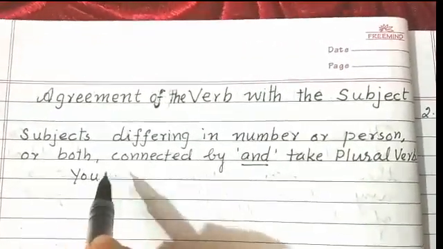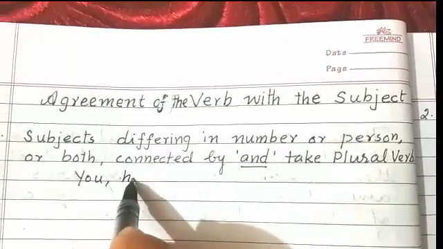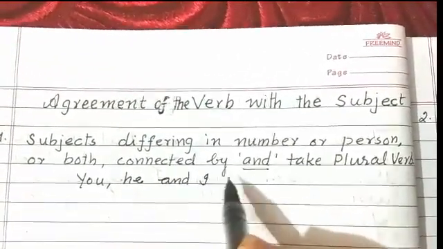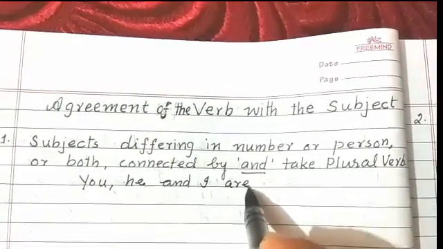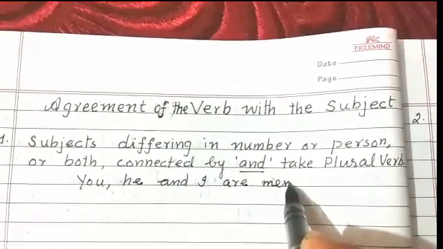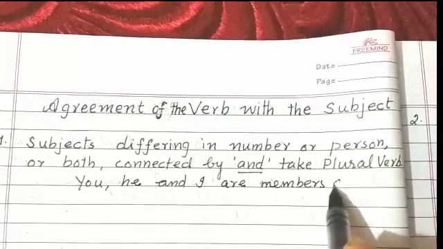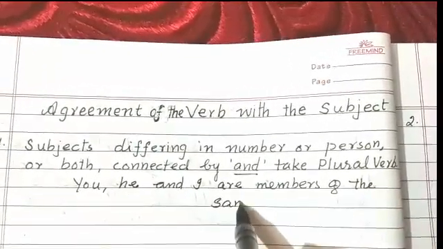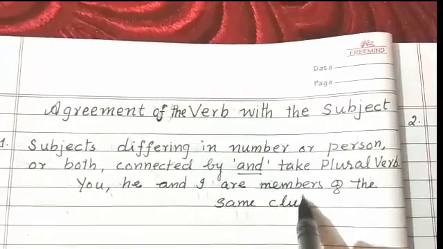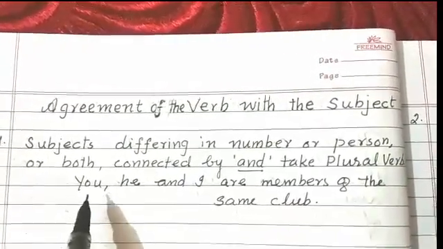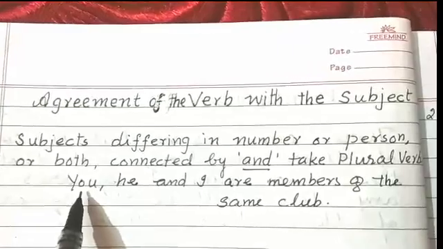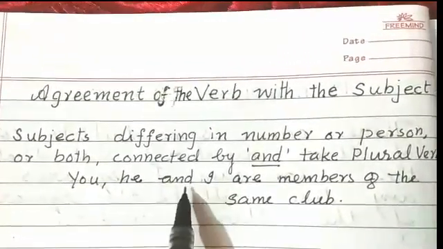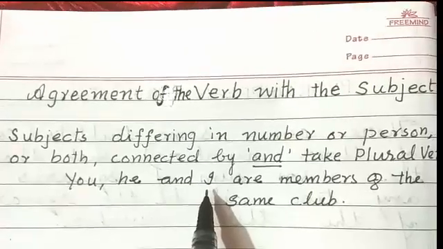You, he, and I are members of the same club. Here we are to note that you is the second person, he is the third person singular, and I is the first person singular.